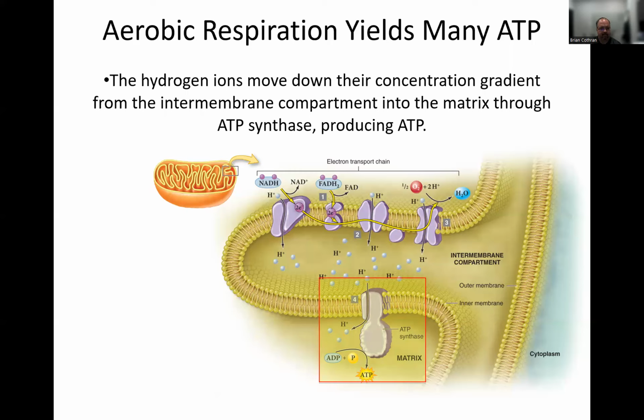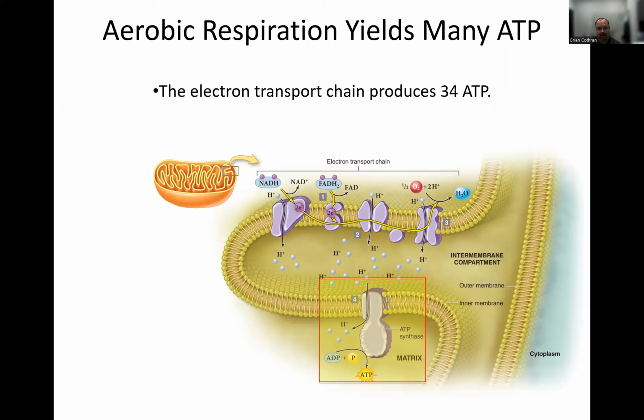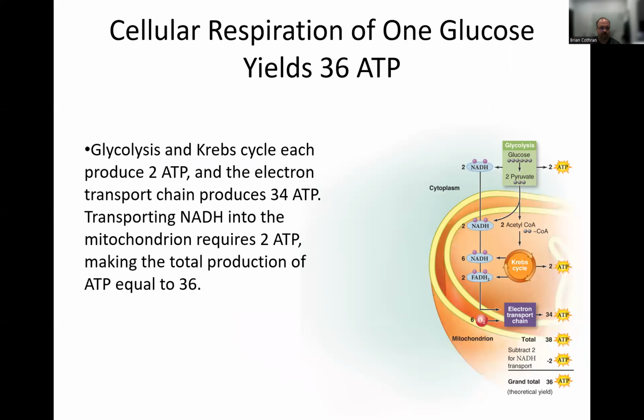And the electron transport chain itself produces 34 ATP in this stage alone, 34 ATP. Now, you're probably sitting there thinking, that doesn't add up, right? Because we made 2 ATP in the glycolysis and Krebs cycle, and we just made 34 ATP. Well, that's 38, not 36.